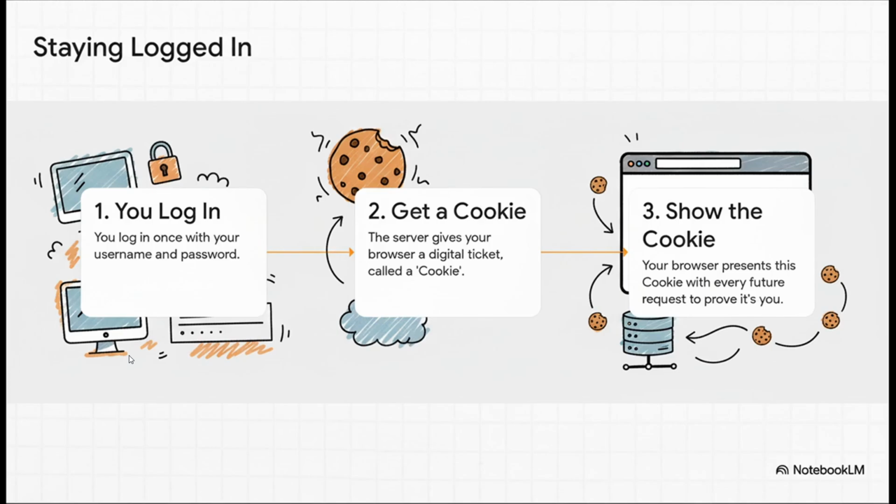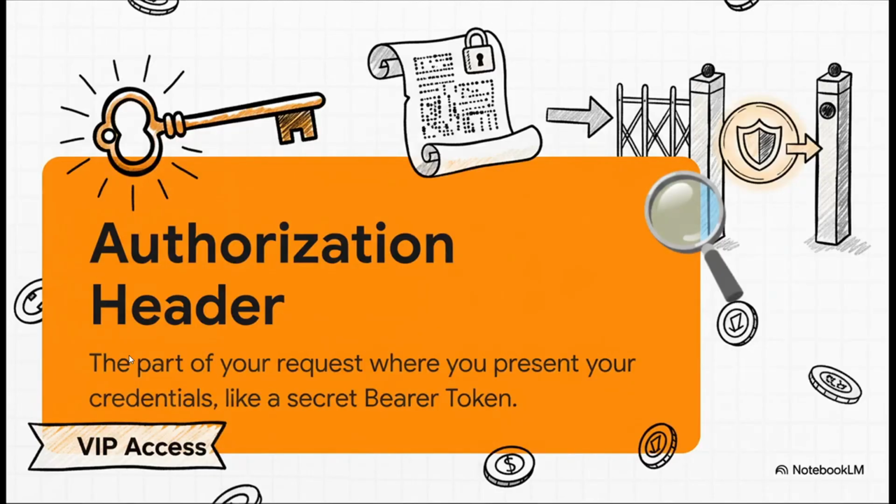so you don't have to keep logging in over and over and over again. And where exactly does your browser show this digital ID? Well, remember those headers, the special instructions part of the request? It goes in a special one called the authorization header. This is where your browser presents its credentials. And in most modern apps, this isn't your password, but a long secret code called a bearer token.